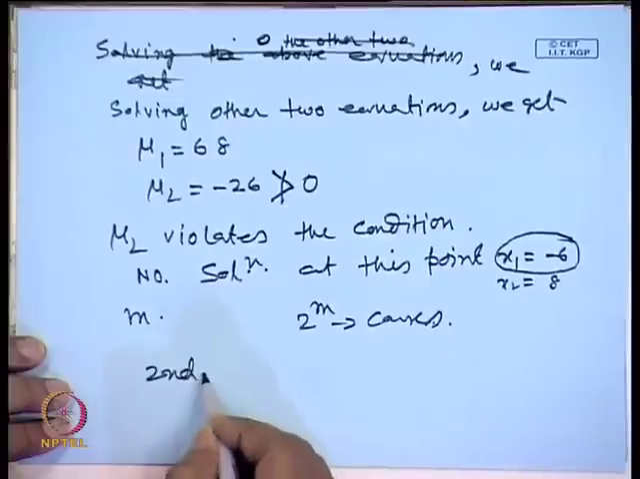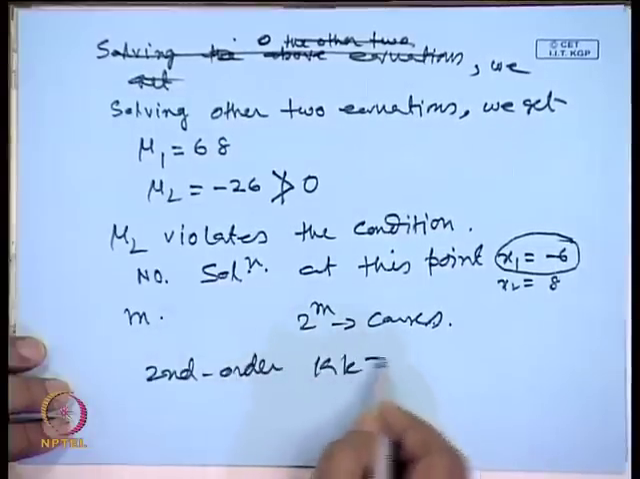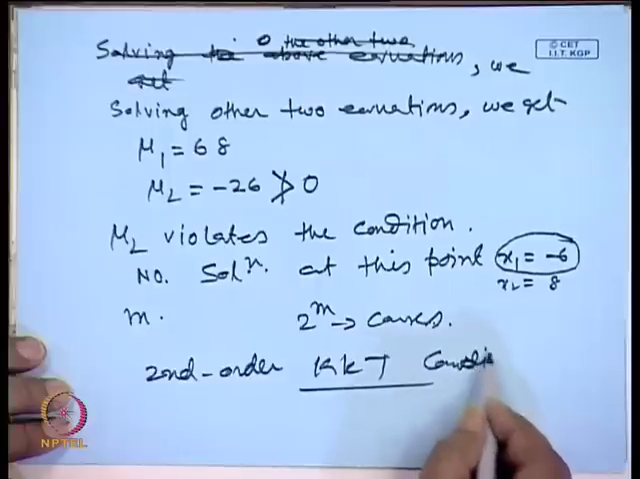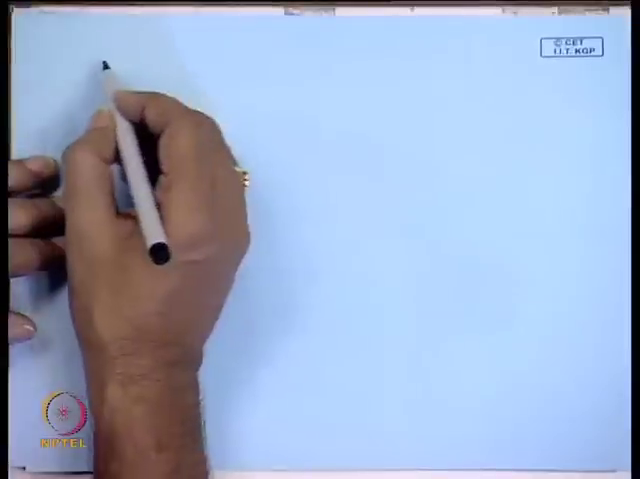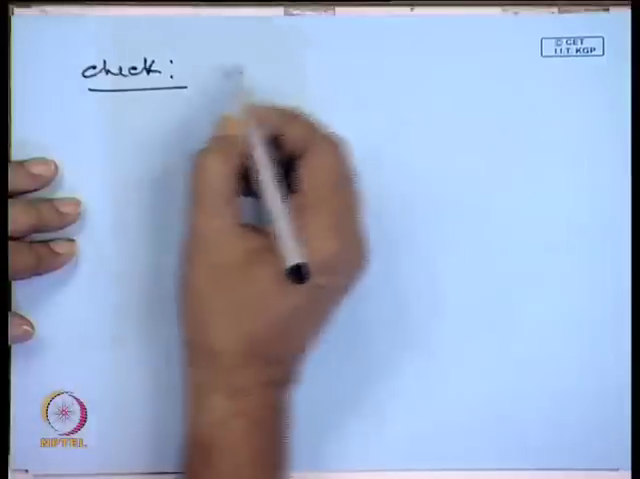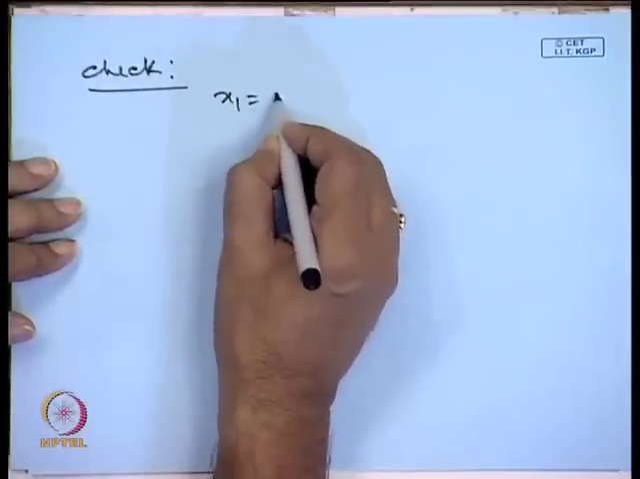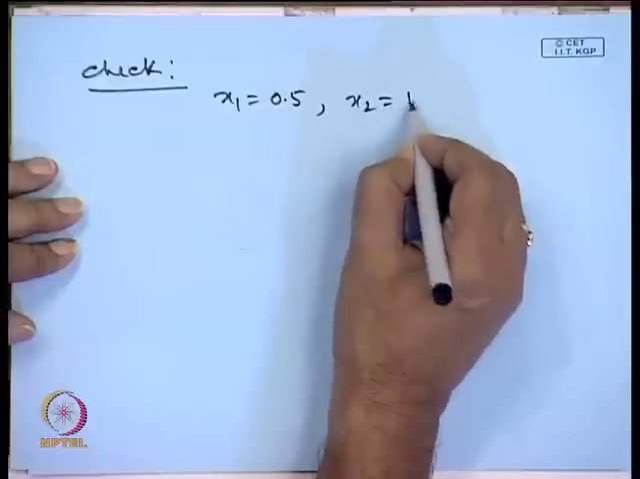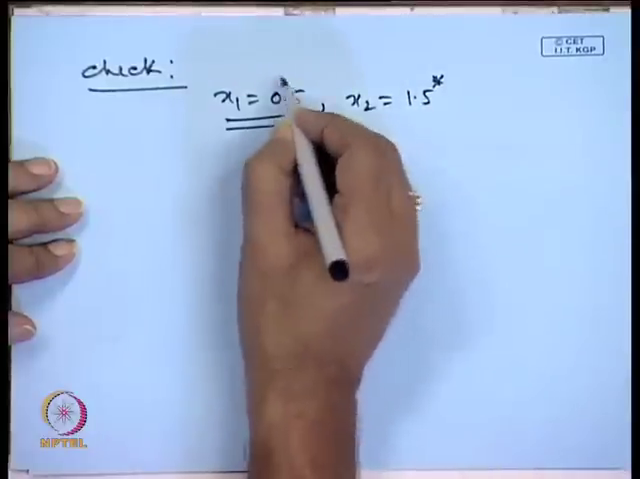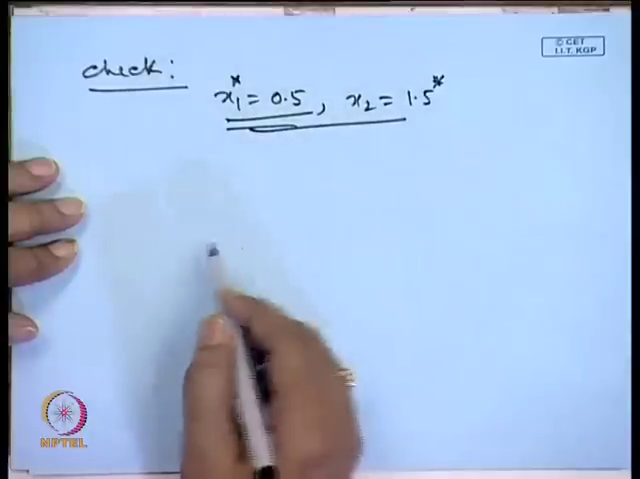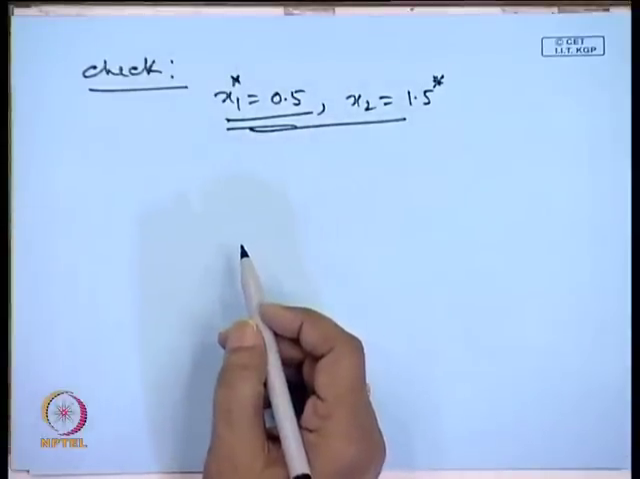and at that point, whether it is a minimum or maximum, one can check by monotonicity analysis, or you can check by considering the second order KKT condition. So, for the second order conditions, our acceptable point is x 1 is equal to 0.5 and x 2 is equal to 1.5, x star. Agree? So, you have to check the second order KKT conditions.